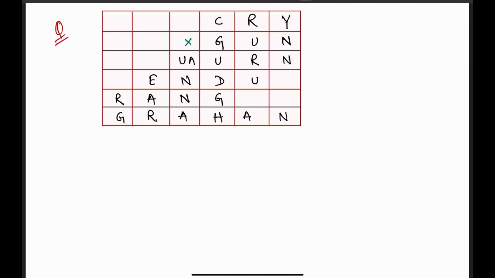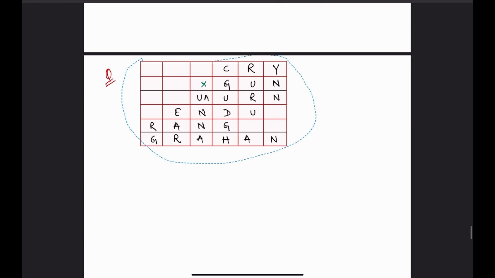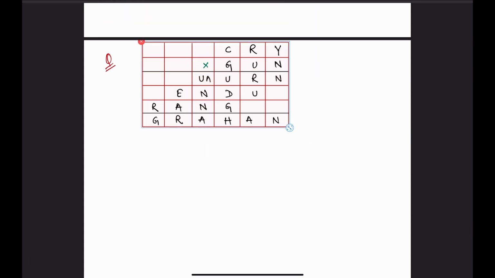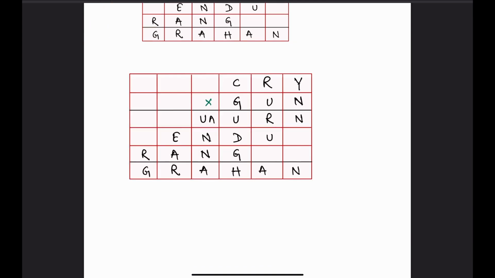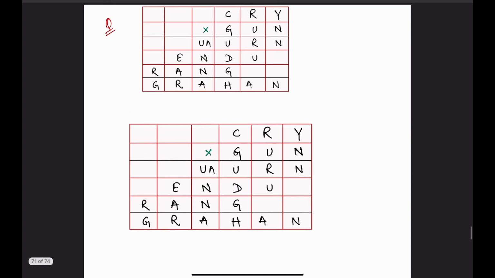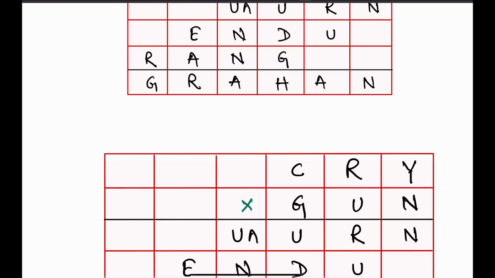Okay, this is the question which we are solving right now. Let's copy the question first. Yeah, this is the question now. So the first one being CRY. Okay, there is one little bit mistake. Let's write for solution.